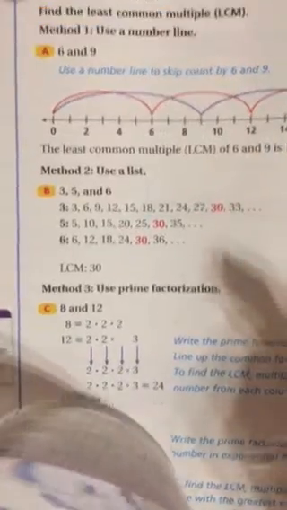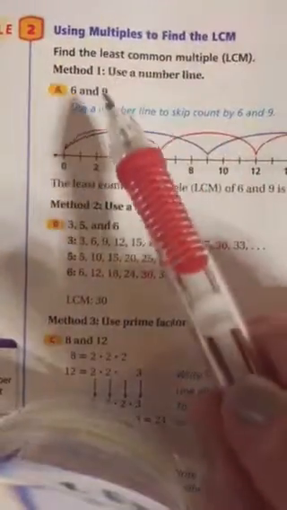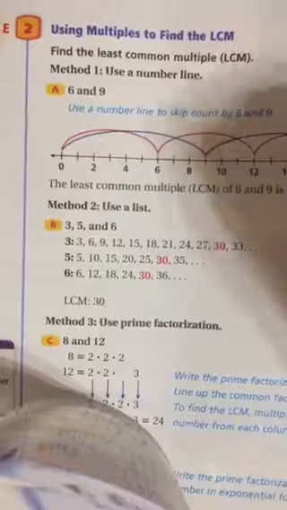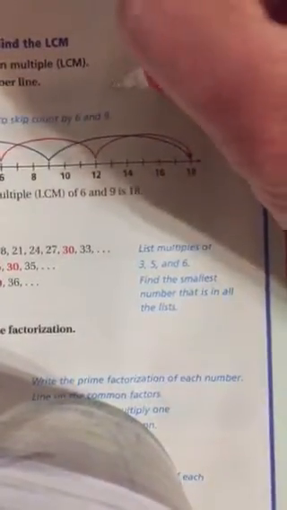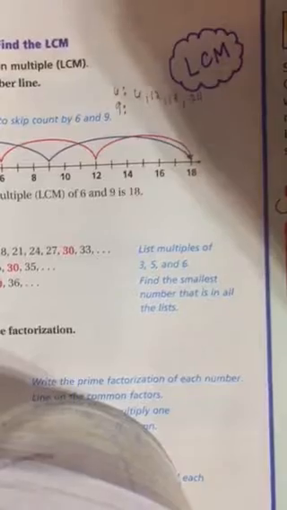Now, let's go back and do it that way and find the least common multiple of 6 and 9. So we're going to do it the way that I want you to practice it, and that means we're going to say, what are the multiples of 6, and then what are the multiples of 9? The multiples of 6 are 6, 12, 18, 24, and I'm going to stop there and see if I come up with one in common.